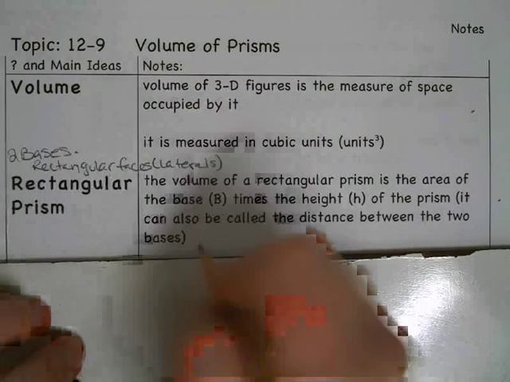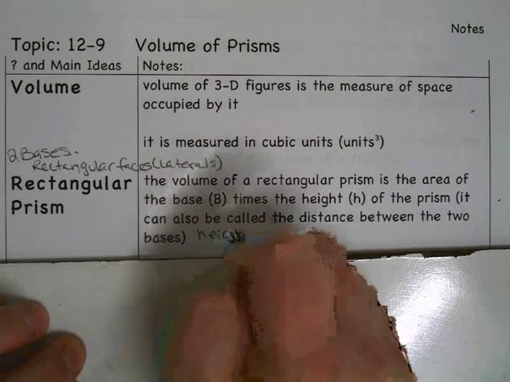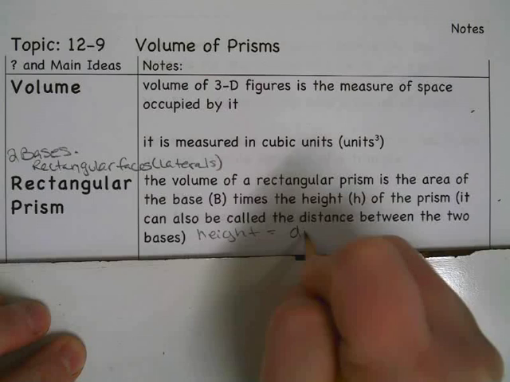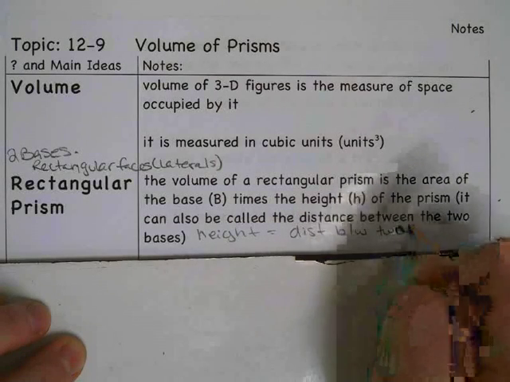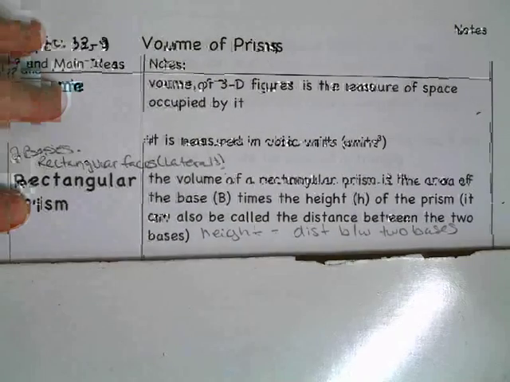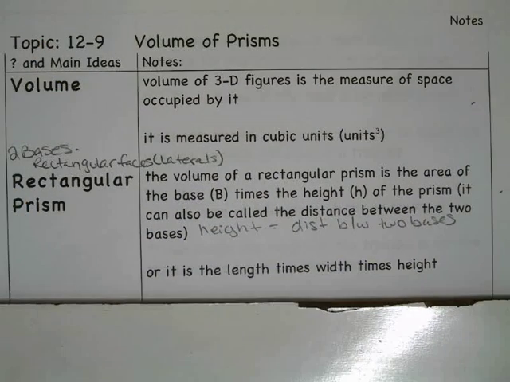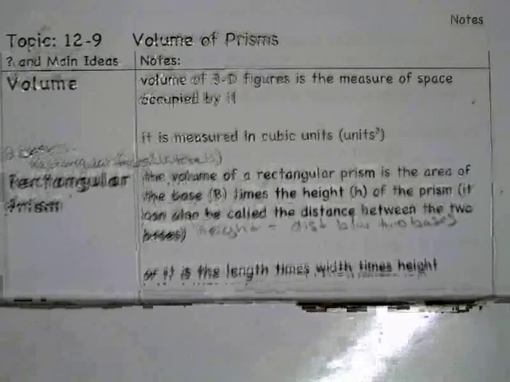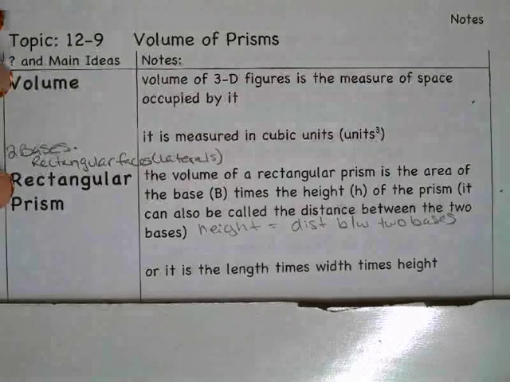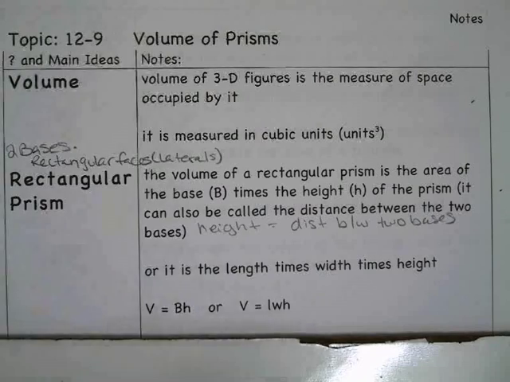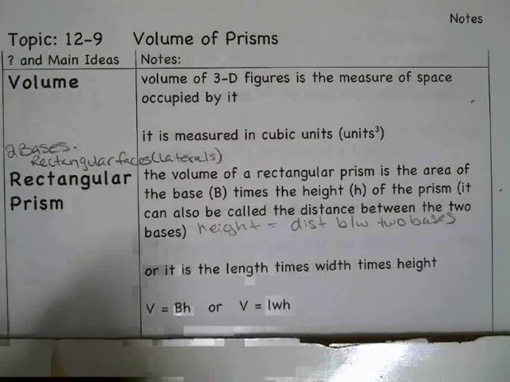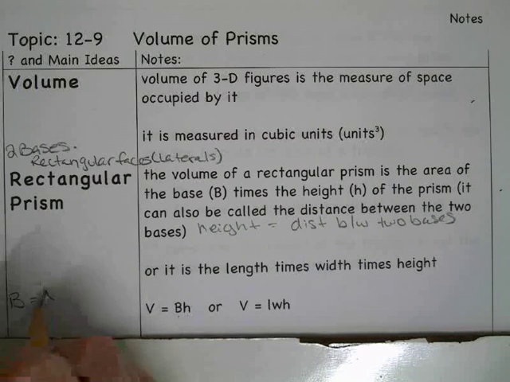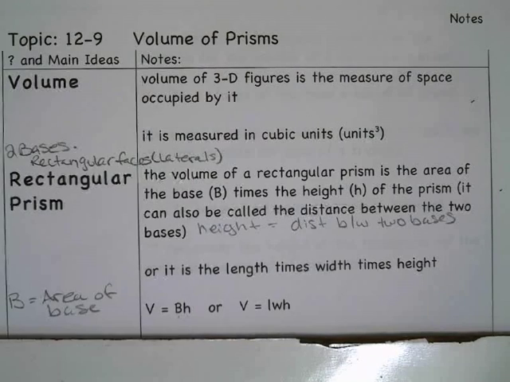So the height is the distance between the two bases. And you learned last year that it's length times width times height. So these are the formulas. Volume equals big B for base times height, and the big B is the area of the base, or length times width times height.